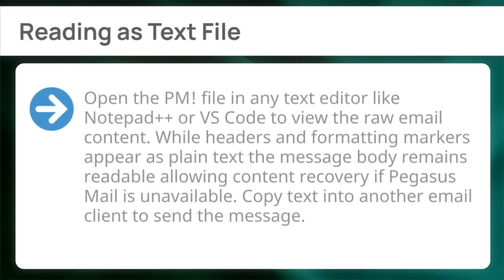Next, reading as text file. Open the PM file in any text editor like Notepad++ or VS Code to view the raw email content. While headers and formatting markers appear as plain text, the message body remains readable, allowing content recovery if Pegasus Mail is unavailable. Copy text into another email client to send the message.